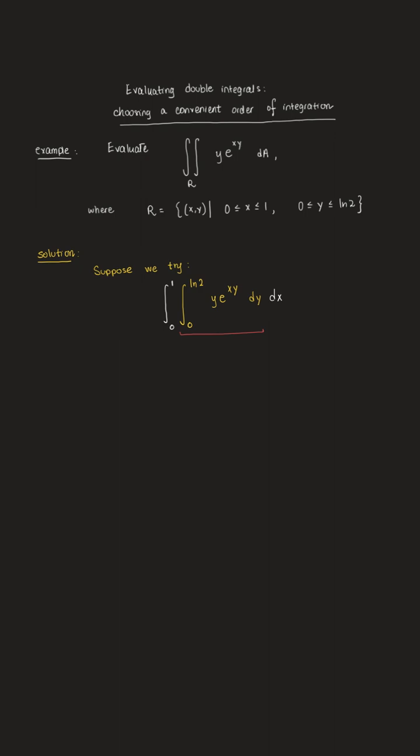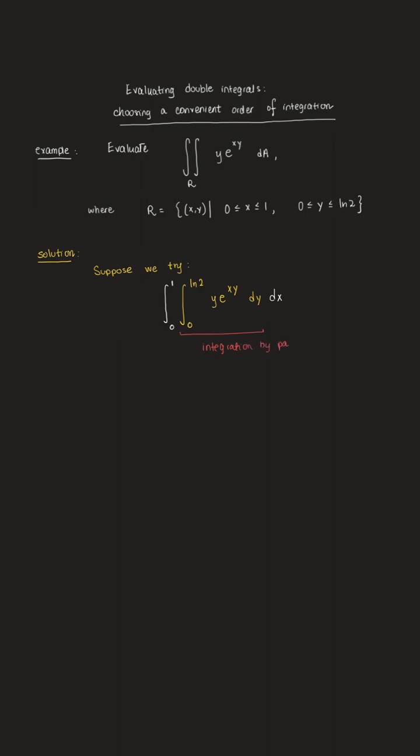If we do that, and we think of this as integrating with respect to y, notice that we would have y times e to some constant times y. And for something like this, we can definitely do it. This would entail integration by parts, which is very doable.